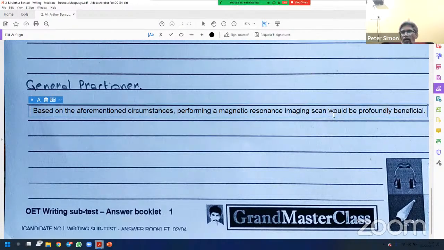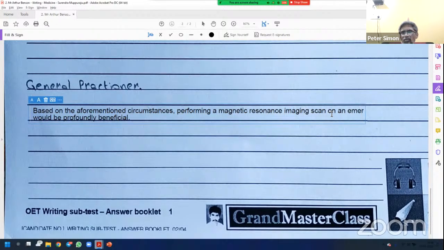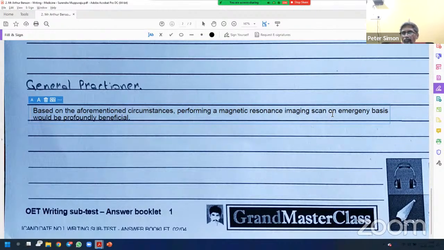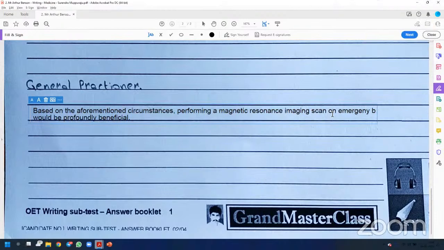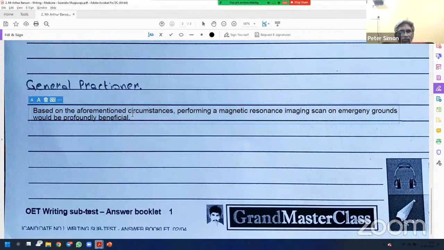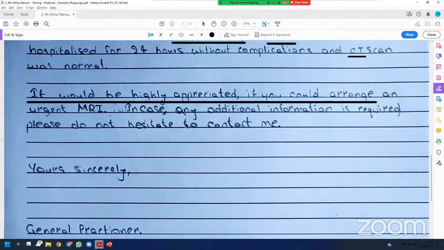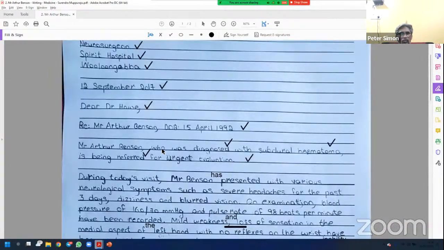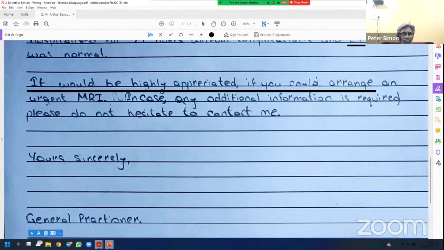Scan on an urgent basis, on an emergency basis, or on emergency grounds. Understand? Would be profoundly beneficial. Okay, that's enough. That's fine. So, urgent evaluation.